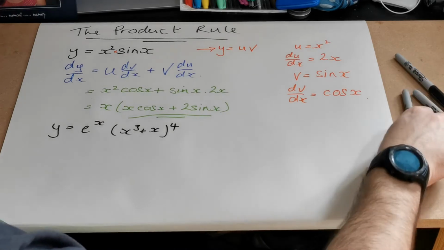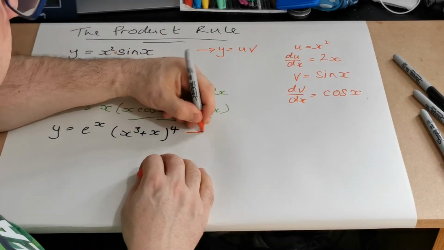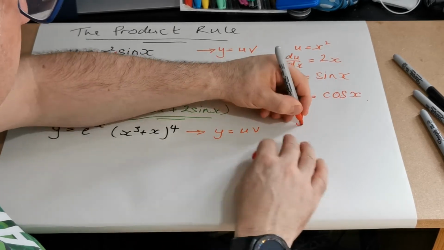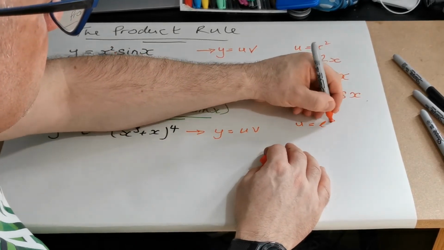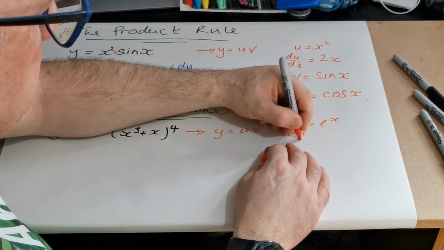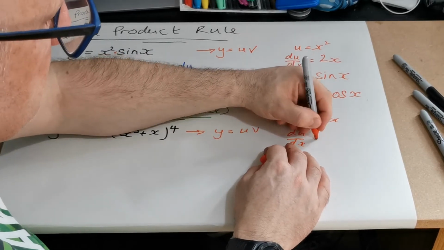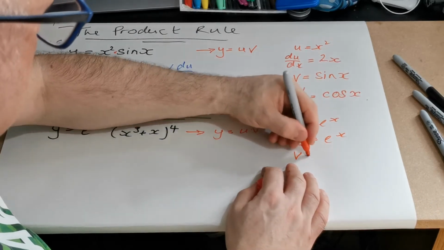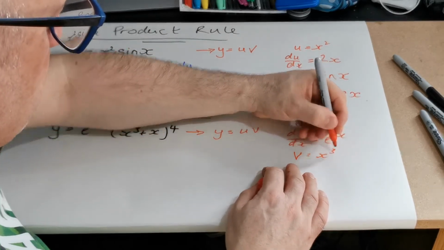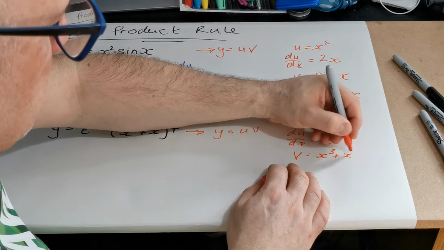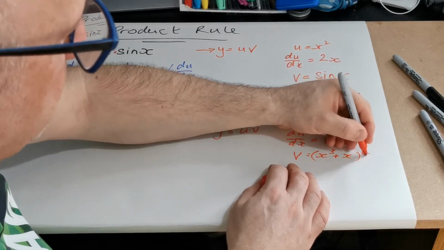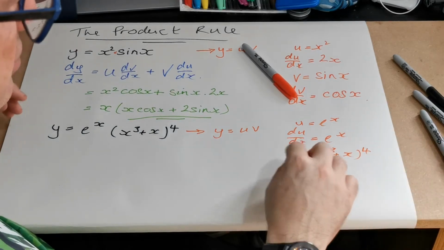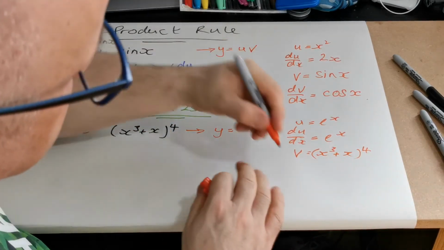Now essentially that looks quite complicated. So I've got y equals uv, so u equals e to the x, du by dx also equals e to the x, my favourite differential. v is equal to x cubed plus x to the 4. Now the reason I've chosen this is because you clearly have to use the chain rule when you're differentiating that.